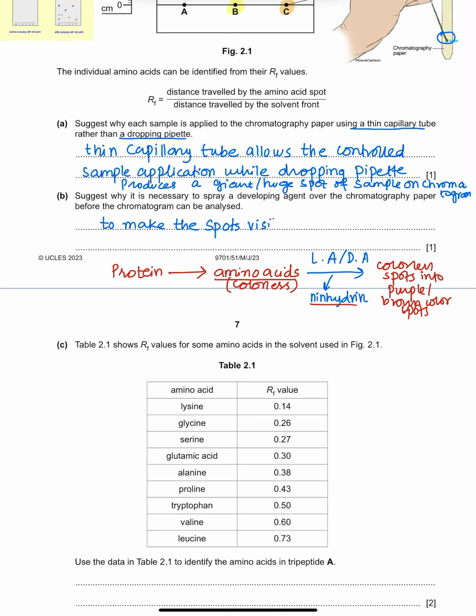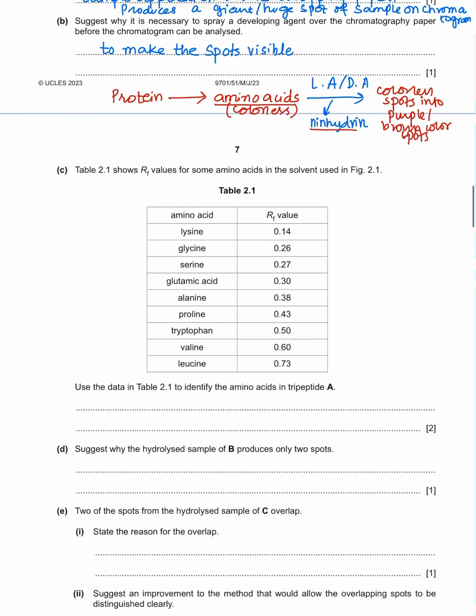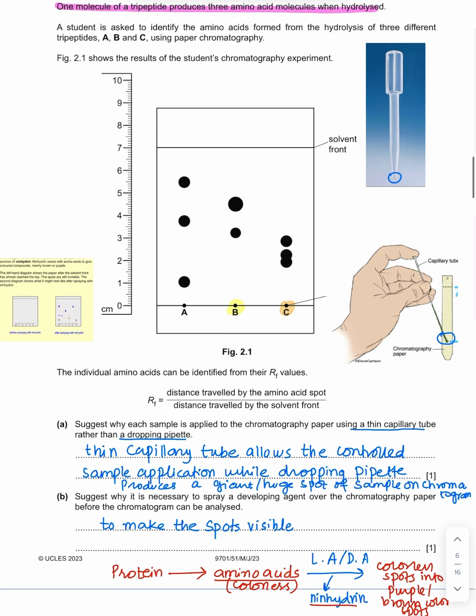Always prefer to write relevant answers without writing any useless information, right? Then we have part C. This says that table 2.1 shows the RF values for some amino acids in the solvent used in figure 2.1. So this is a list of multiple amino acids with their RF values, and the question says to use the data in table 2.1 to identify the amino acid in tripeptide A.